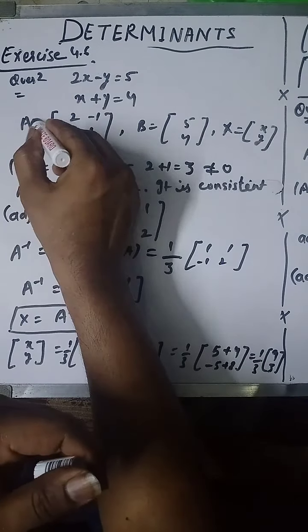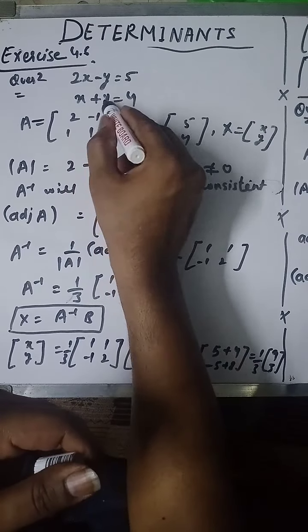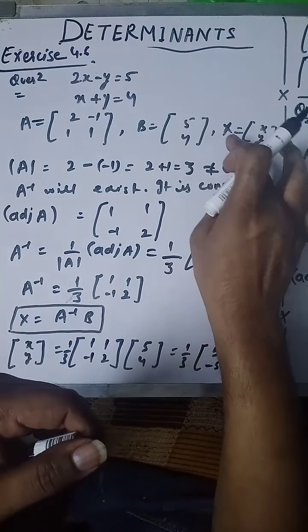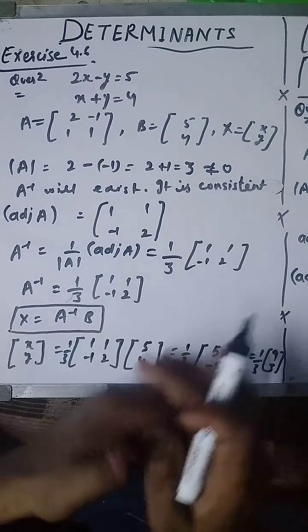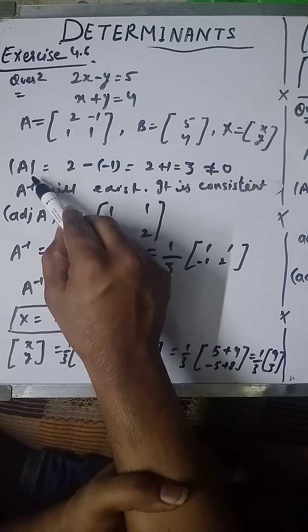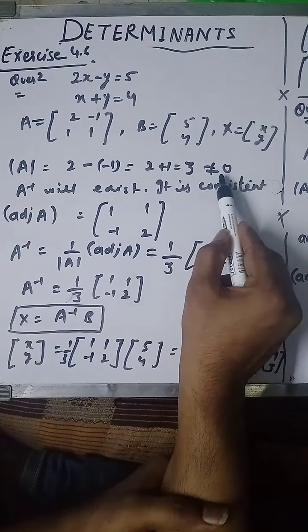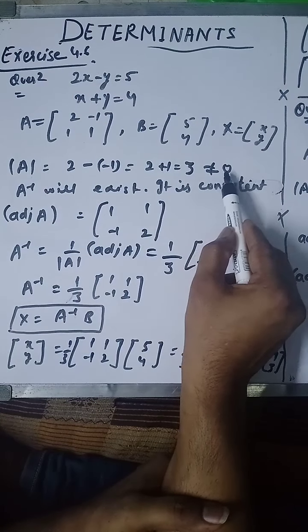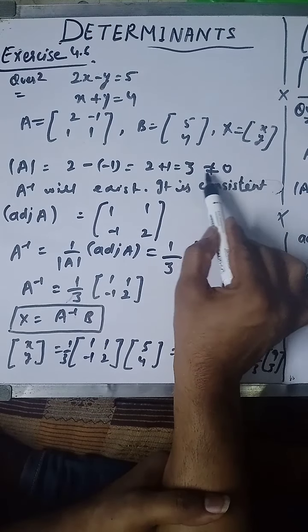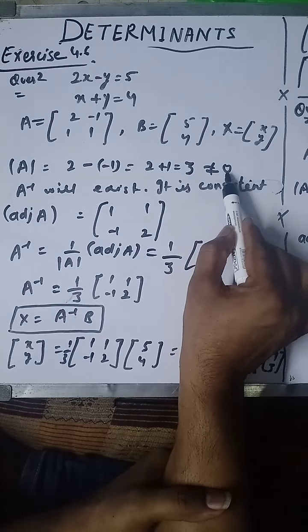So the A matrix will be 2, -1, 1 and 1. Here it is. And your B will be 5, 4, this matrix, and X will be the variables X and Y. So first of all we have to find the A determinant. Here the A determinant is coming not equal to 0. You know how to find the A determinant. So your A determinant is coming 3, which is not equal to 0.